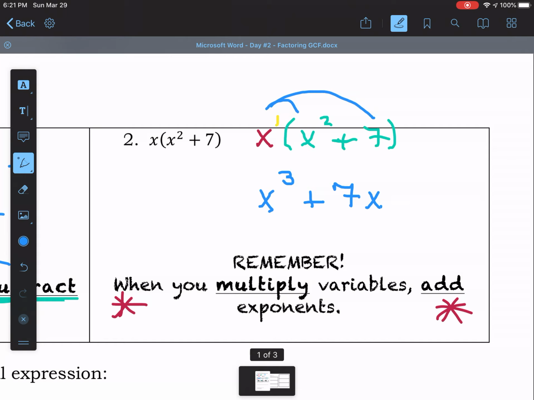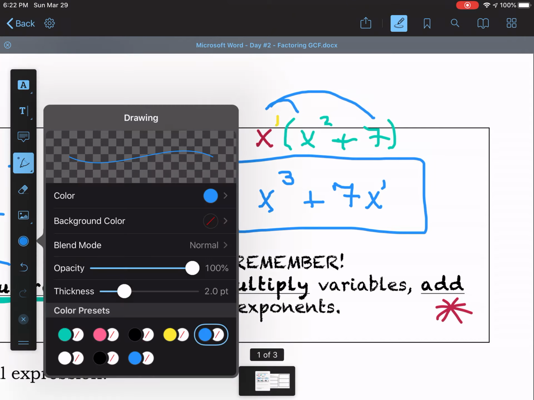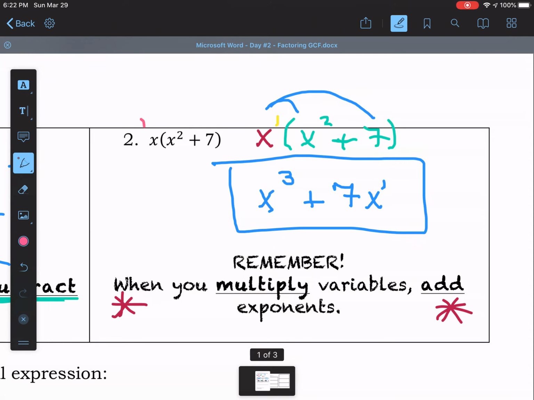When there's no other variable with the number, you just stick them next to each other. So you can write the answer like this, or you can put the invisible 1 exponent in. Either way, it doesn't really matter because this is our final answer, okay? All right, so what I just showed you here on example number 2, what we're going to be essentially learning today is how to do the opposite of this.